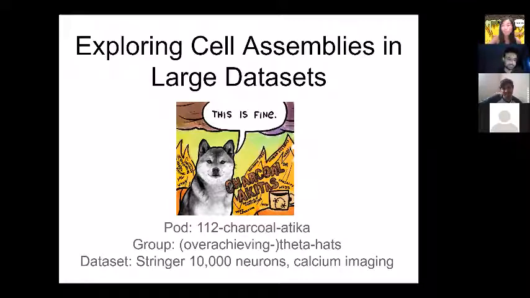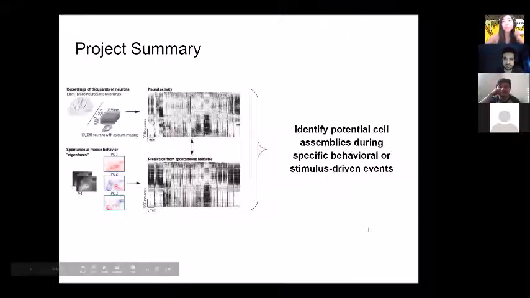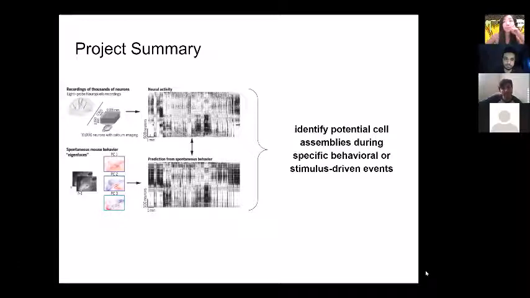Hi everyone, this is group theta-hats, or overachieving theta-hats, and today we're going to be presenting on our project of exploring cell assemblies on large data sets. We got this data set from Stringer et al. 2019, and this quick paper, just a very quick summary: they had 8 Neuropixel probes totalizing about 10,000 neurons with calcium imaging. So we grabbed that data alongside spontaneous mouse behavior, looking at eigenfaces. Our goal with that was to identify potential cell assemblies during those specific mouse behaviors or during stimulus-driven events.